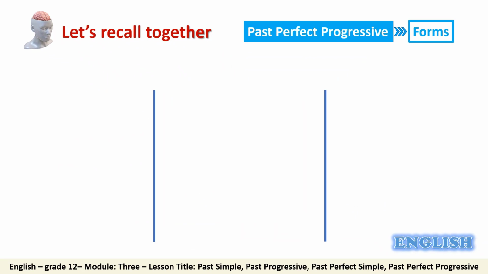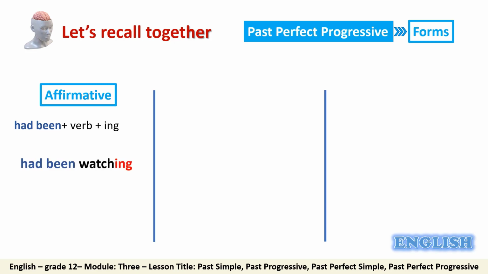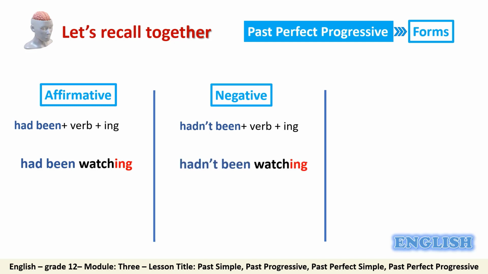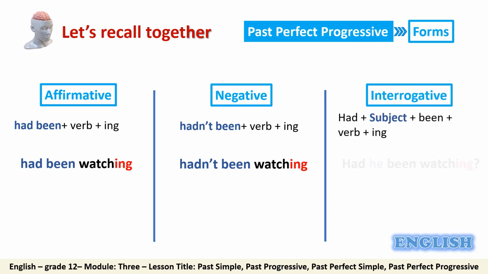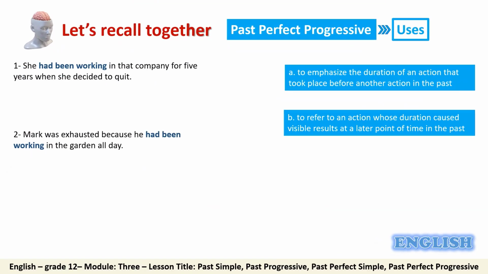Finally, the forms of the past perfect progressive. We start with the affirmative form. It is formed by using had been plus verb plus ing. For example, had been watching. As for the negative form, it is made by using hadn't been plus verb plus ing. For example, hadn't been watching. Finally, the interrogative form, which is made by using had plus the subject plus the verb plus the ing. For example, had he been watching? Now, please pause this video here and match the sentences with the uses.